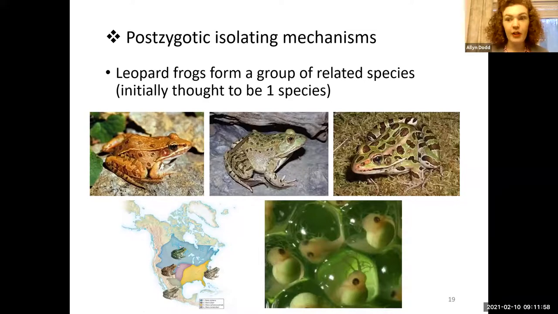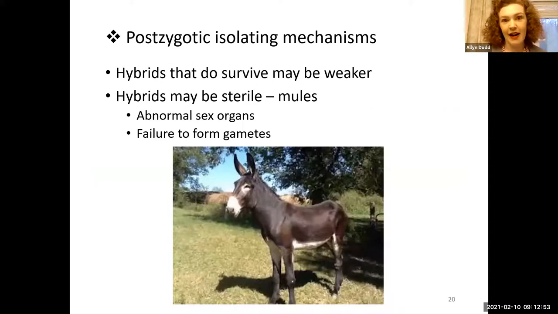But another example of this are the leopard frogs. Leopard frogs are super common. You have probably encountered a leopard frog and were like, I don't know what this is. Or maybe you did. Anyway, leopard frogs are actually a group of related species. Here are their ranges. And it was initially thought that they were one species. But because of postzygotic isolating mechanisms, if you have hybridization across these two species, the little baby leopard frogs won't develop. The gametes can fuse across these species, but there are issues with development of the embryos into tadpoles. So you don't actually end up typically with tadpoles. They tend to die before they can fully develop into tadpoles and then later frogs. So that's one example of a group of species that are isolated in this way.